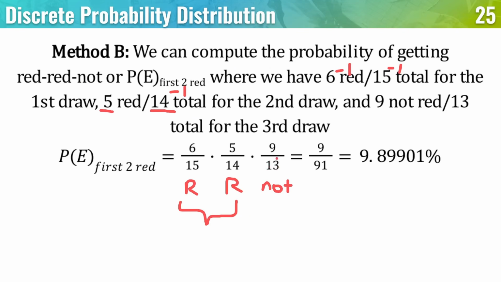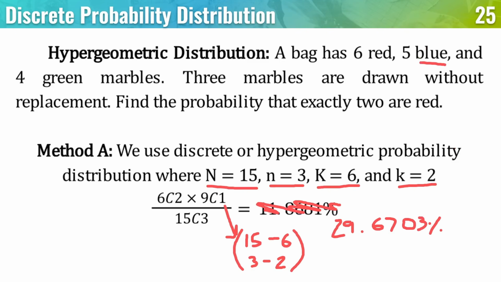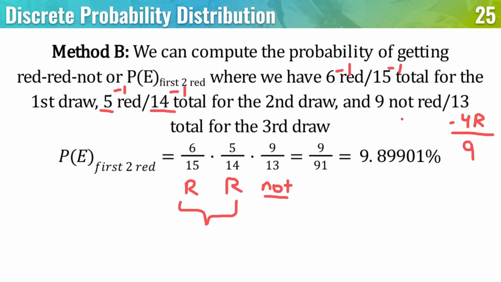Now remember, we are computing for not red. So if there are 4 red marbles left, it means that there are 13 minus 4 not red marbles. So the 13 minus 4 represents the marbles that are either blue or green. So we don't need to know which ones are blue and which ones are green. The important thing is they're not red. So we have 9 not red over 13 total. So multiplying all this gives us 9 over 91.